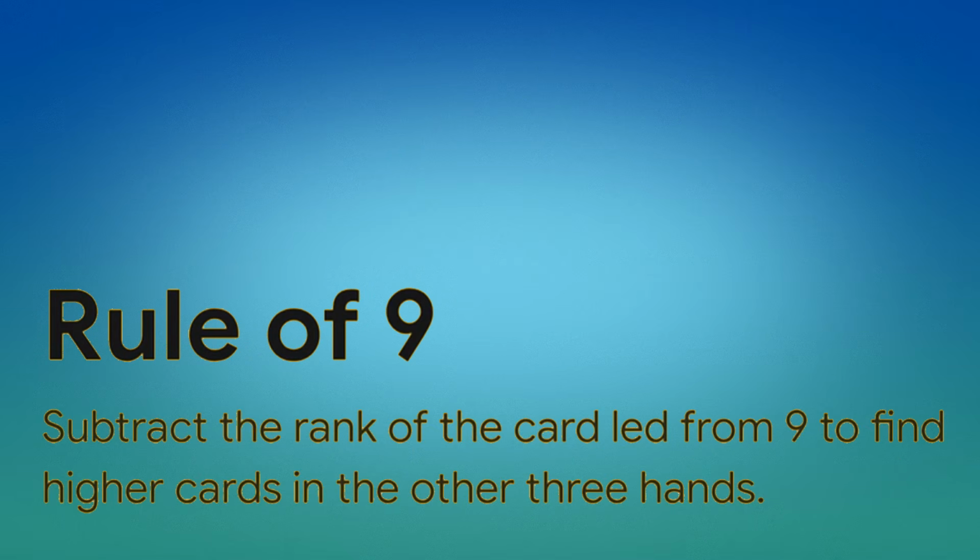Super powerful. The rule of 9 works in a really similar way. Let's say an opponent leads the 5 of a suit. Okay, you do a quick calculation. 9 minus 5 is 4. Just like that, you know for a fact that there are exactly 4 cards higher than a 5 out there spread across the other 3 hands. I mean, knowing that for sure, that is a huge piece of the puzzle.